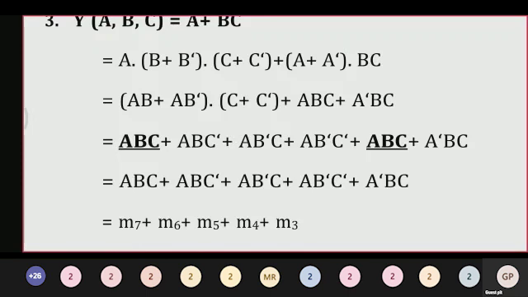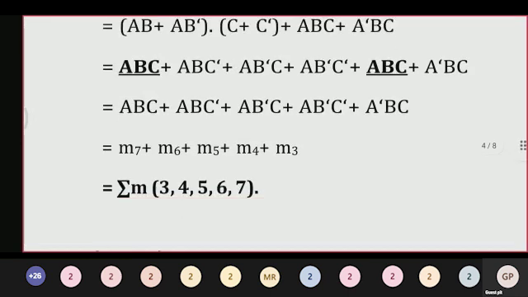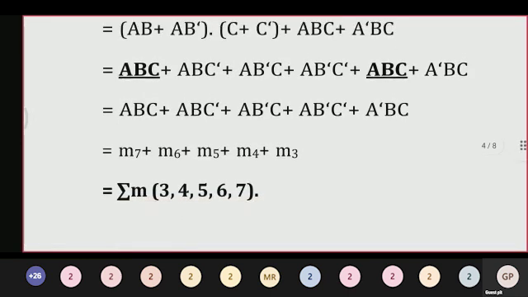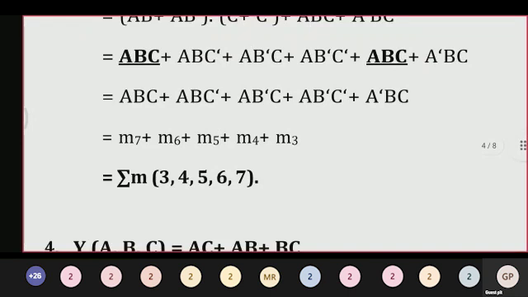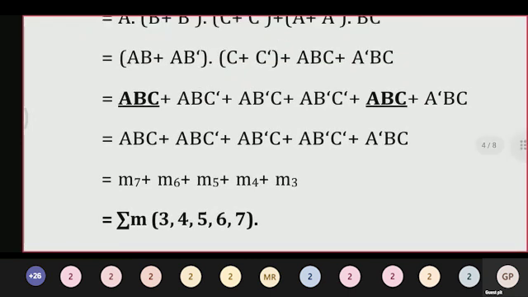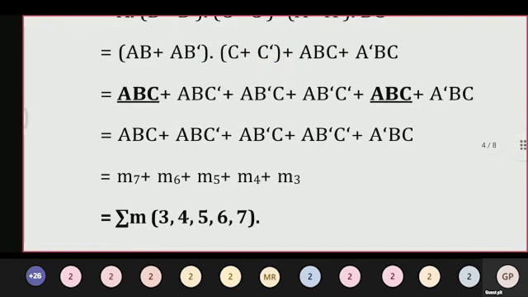Now I have to check whether any product terms are repeating. Yes, the product term ABC is repeating. So you can neglect one and take only one product term. ABC plus ABC bar plus AB bar C plus AB bar C bar plus A bar BC. ABC is nothing but 111, that corresponds to the minterm M7, and ABC bar is nothing but 110.